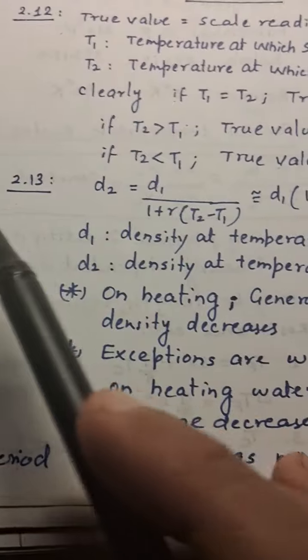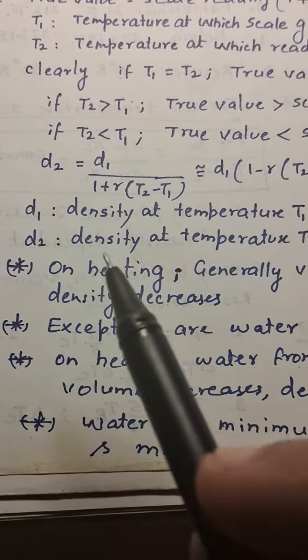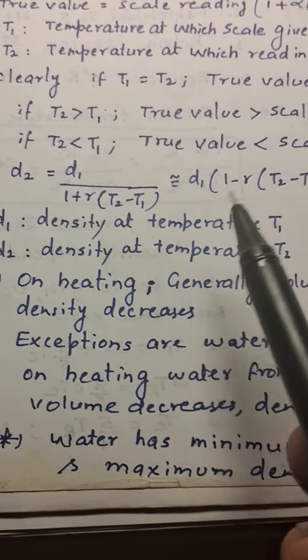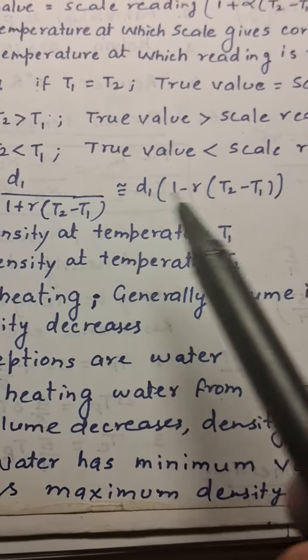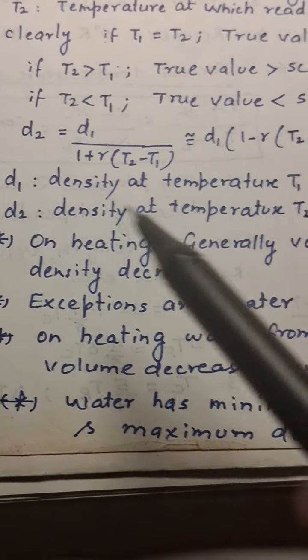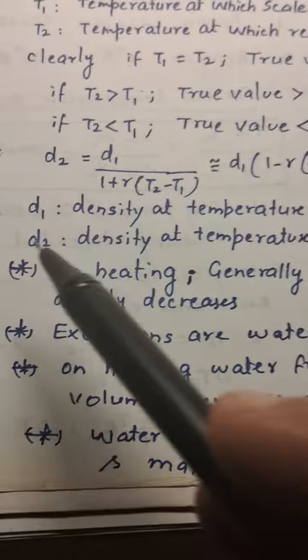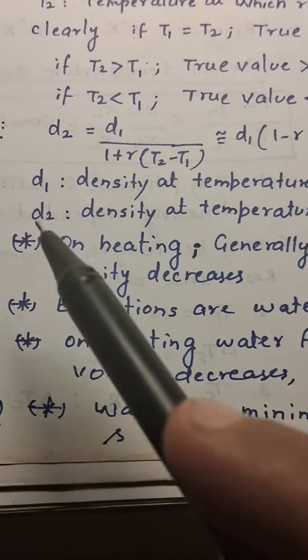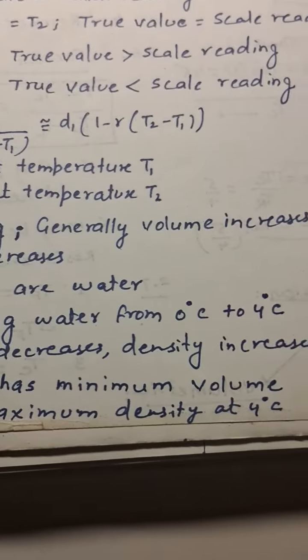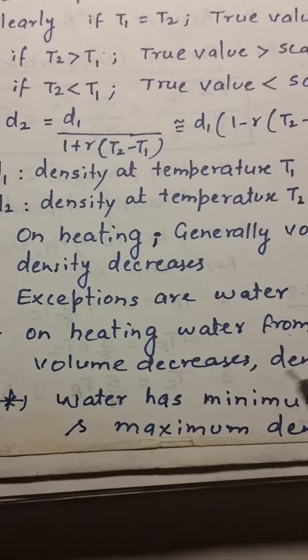Similar is the thing with the density of a liquid. Here the relation is d2 is d1 times (1 plus gamma (t2 minus t1)), or d2 comes out to be d1 divided by (1 plus gamma (t2 minus t1)), where d1 is density at t1, d2 is density at temperature t2. So on heating, generally volume increases and density decreases.